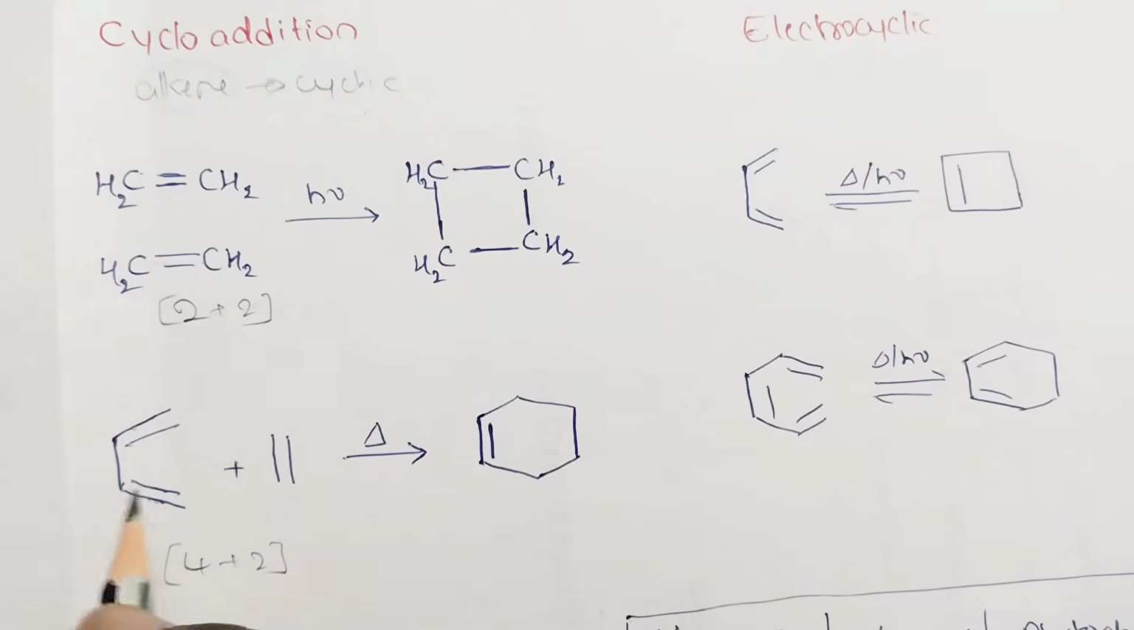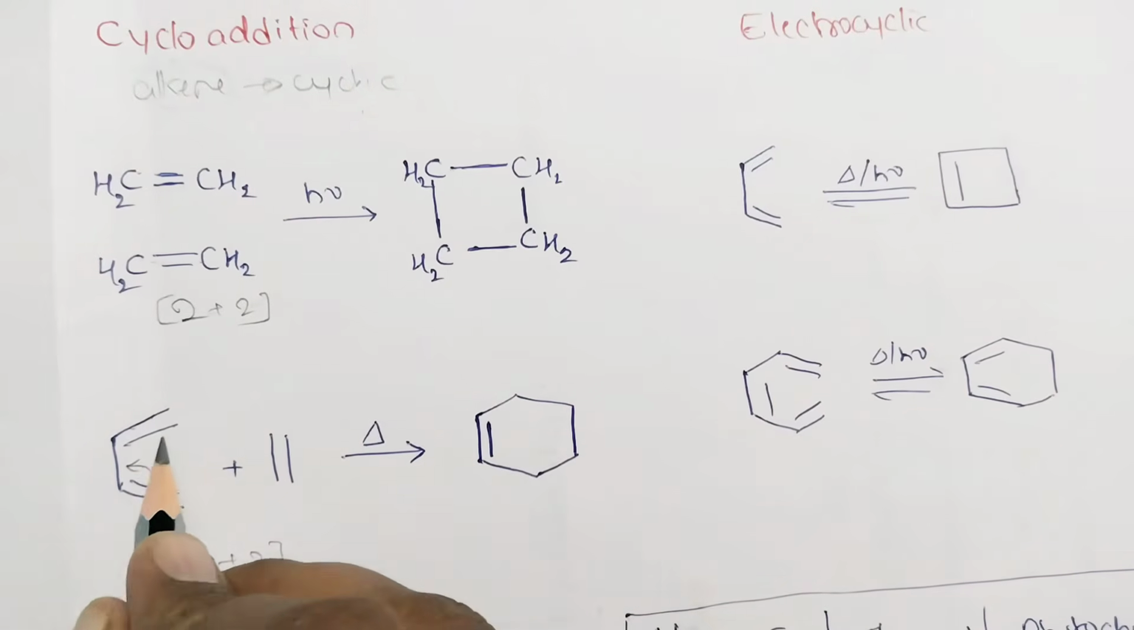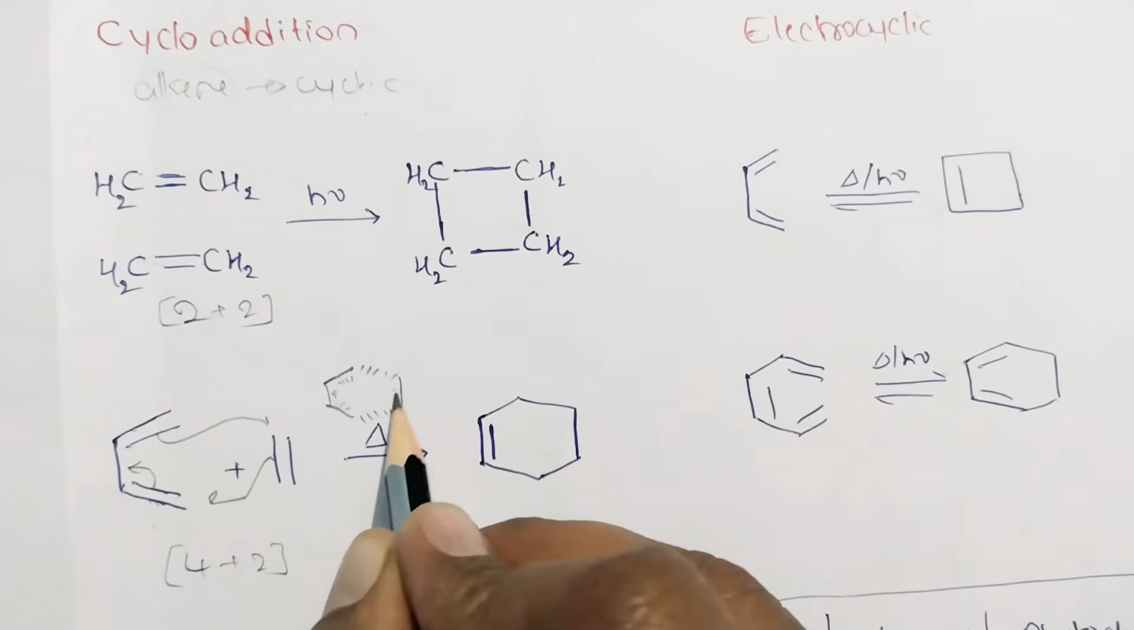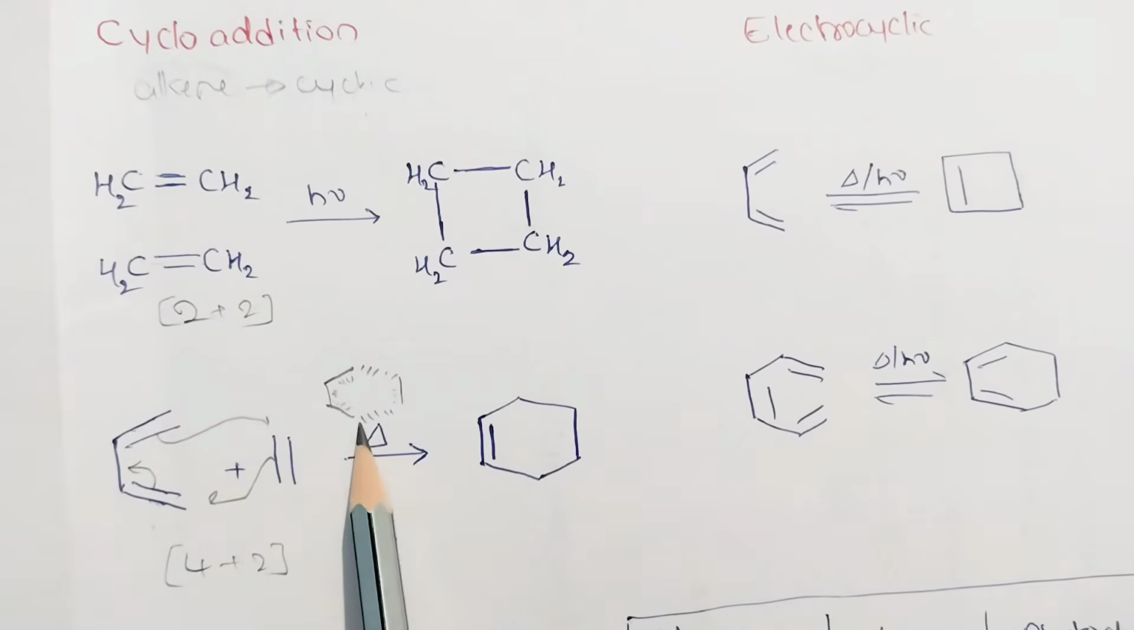Here this pi electron shifts, this electron attacks here, and this electron attacks here, so that this will be the cyclic transition state. Through this cyclic transition state, you are going to get the cyclic product by the addition of two alkenes. This is the 4 pi electron system plus 2 pi electron system. Hence, this is called 4+2 cycloaddition reaction.